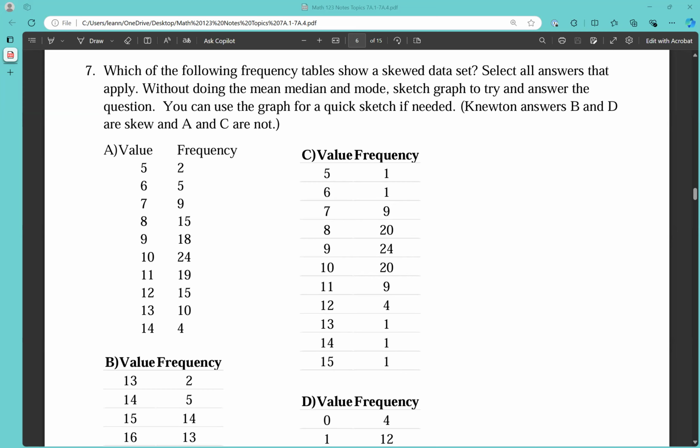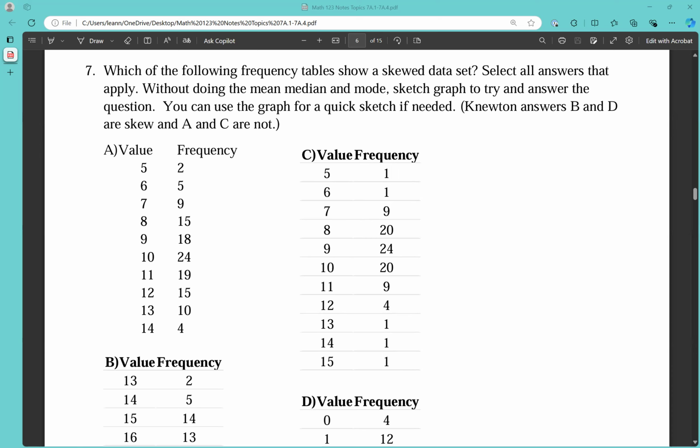So this question, this type on the homework, it's just saying, is it skewed or not? So we don't necessarily have to be able to tell if it's right or left on these problems. We're just asking, is it skewed? And they're wanting you to do that without doing a mean, median, or mode. And they said you could sketch if you want to try and answer the question. So that's a possibility, but you don't actually need to sketch. So I want to show you kind of how I look at these.